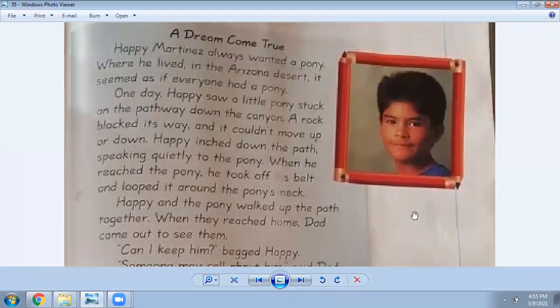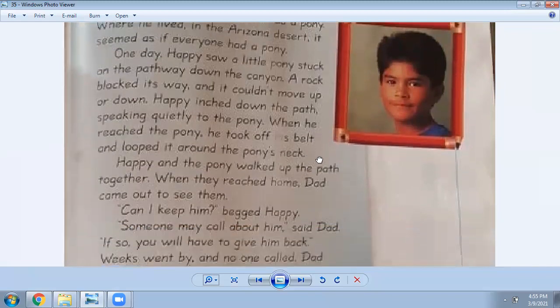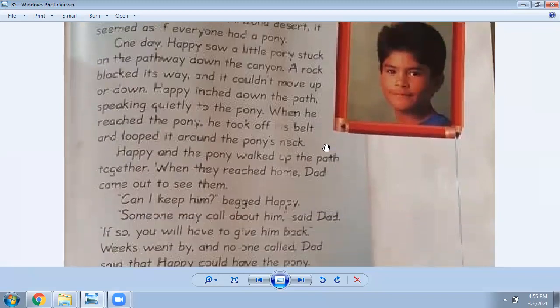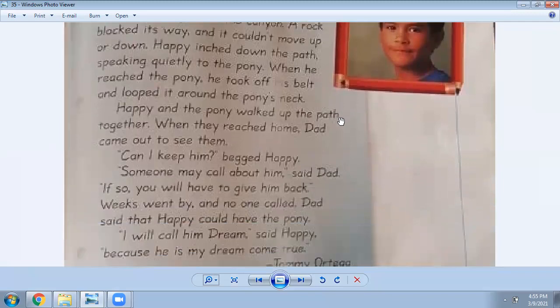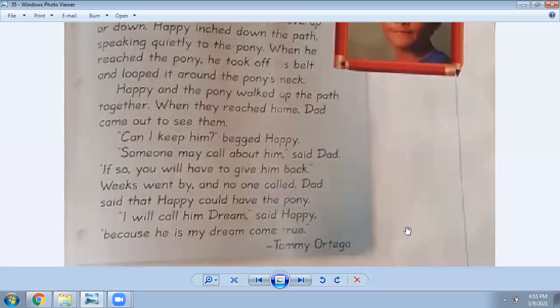All right, so our story starts out about the boy named Happy who wanted a pony. He saw a pony that was stuck down near the canyon. He helped him up. He asked his father if he could keep him. They kept him until they saw if someone else asked about him. When they did not, his father told him he could keep him as his pet. Again, interesting beginning, interesting middle, and end. Notice that in both of our stories, there's a problem that has to be fixed. In the first story, the elephants were sick and she helps them and they get better. Here the boy wants a pony, he finds one and he gets to keep it.